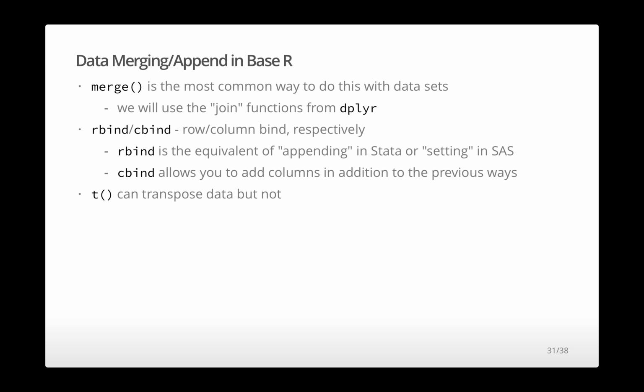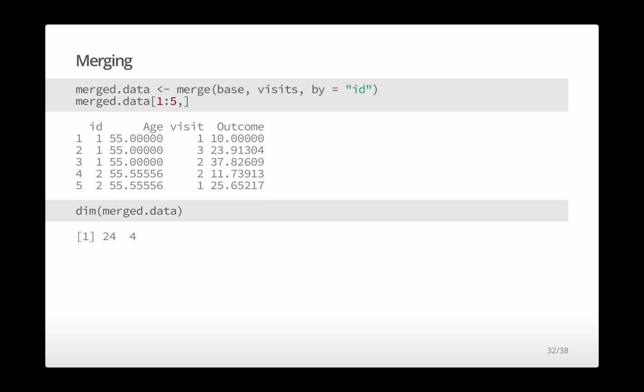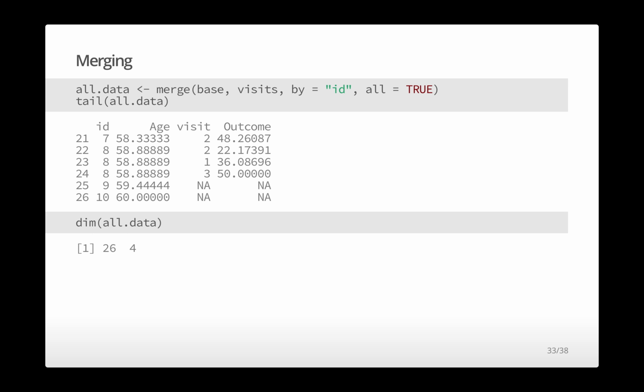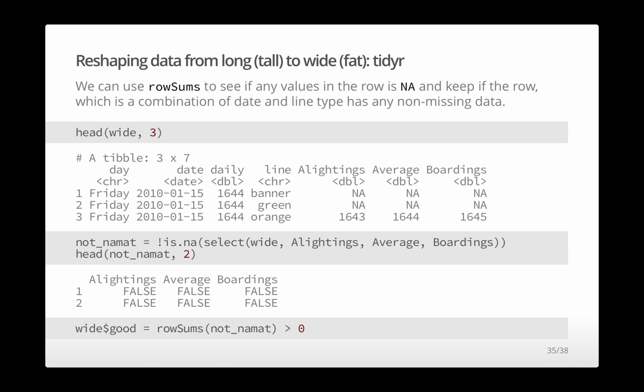So in most respects, you don't need to cbind because merge will do that for you. Rbind you don't necessarily need to do either. Full joins will do that for you as well; you just have to do it in a specific way. T can transpose the data, but with a data frame you tend not to want to do that. We're not going to cover it. I'm going to go through one or two more things and we'll jump to the lab.